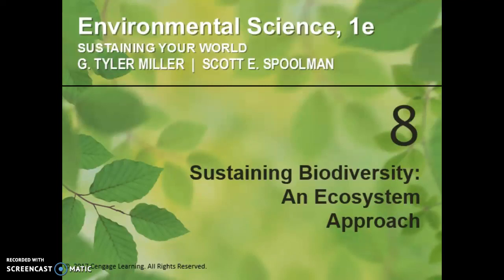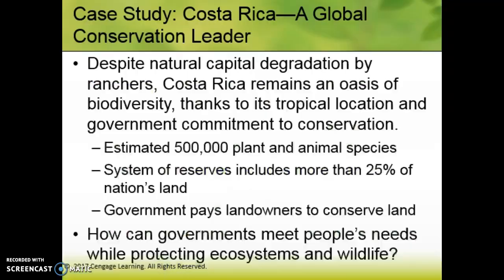This is the Chapter 8 AP Environmental Science lecture. Obviously, we're talking about sustaining biodiversity in this unit, and in this chapter, we focus on ecosystems. How do we fix ecosystems and then take care of the species that are within that ecosystem? So we start off with a look at Costa Rica. We've talked about them several times. They're a great example of how you can maintain biodiversity in today's world.